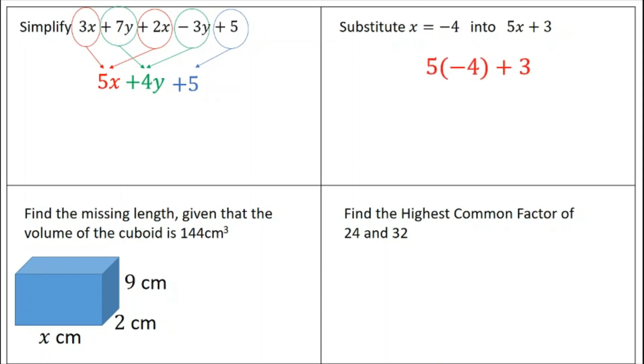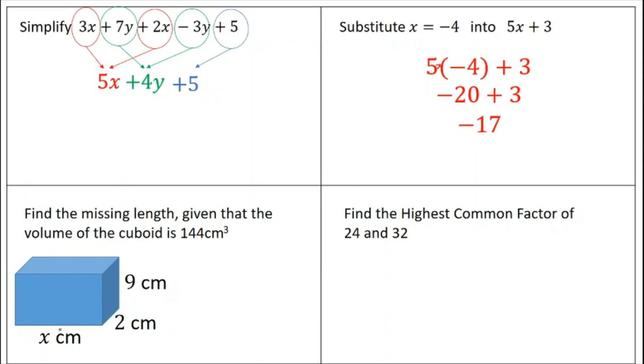The next one, I've put in the minus 4 instead of the x in a little bracket, just so I don't get confused. Okay, and I've got a 5 outside that bracket, so if I've got a 5 immediately in front of a little bracket like that, effectively there is a secret little multiply just there, and what that really means is 5 times minus 4 plus the 3. So 5 times minus 4 is minus 20, add 3 is minus 17.